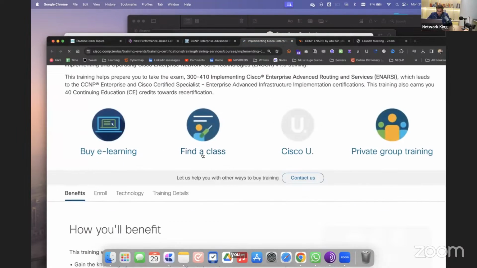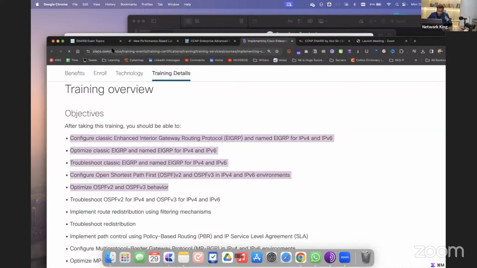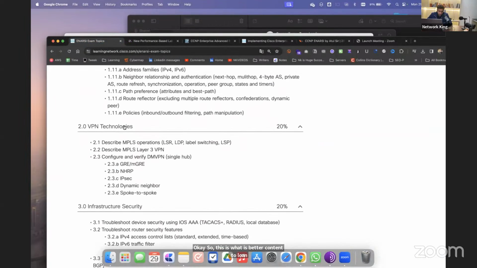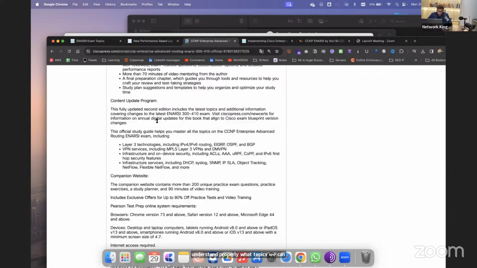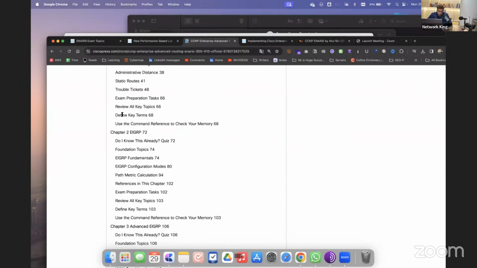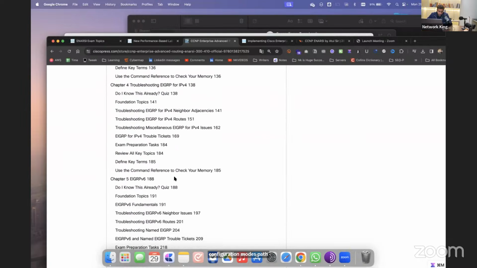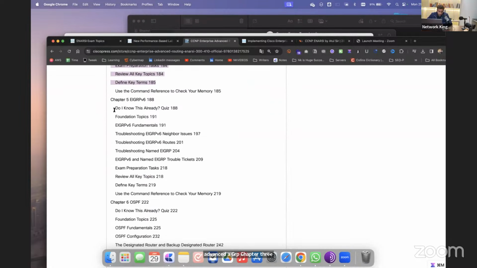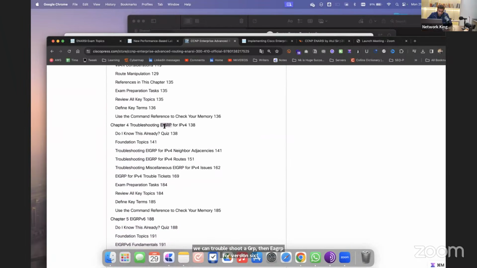But what I recommend is that these are exam topics, and you will never understand properly what topics we can learn from them. The best thing is to go and check the book to see what topics I should learn. We have to learn EIGRP fundamentals, EIGRP configuration modes, path metric calculation, all these things. Then advanced EIGRP in chapter 3, then troubleshooting EIGRP, then EIGRP for IPv6. So just understand the first five chapters are related to EIGRP.